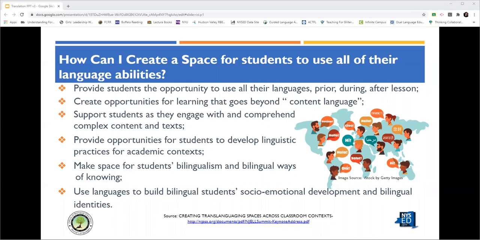For example, you can use works of art and then ask the students to create their own, which they can share with their classmates or with students from different classes in their home language. You can support students as they engage with and comprehend complex content and texts. Before you present a topic, ask the students to research about it in their home language and take notes of key points in English. You can provide opportunities for students to develop linguistic practices for academic contents. For example, you can encourage them to read diverse texts in English and in their home language.